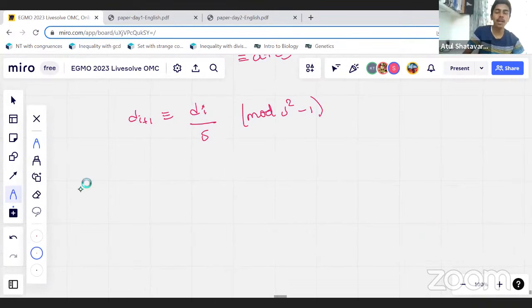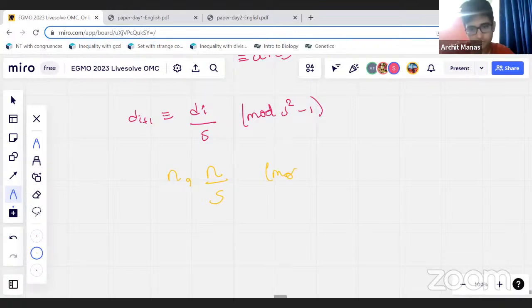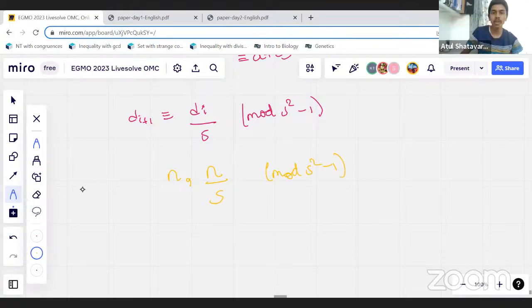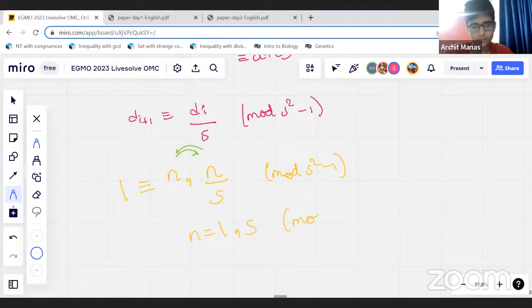Dividing d_i by s squared is nothing because s squared is just congruent to 1. So the only possible residues that this sequence takes are either n or n times s, mod s squared minus 1. In fact, it eventually swaps between these residues. If we're doing one direction, assuming it eventually reaches 1, then one of these must be congruent to 1. So n is either 1 or s modulo s squared minus 1.